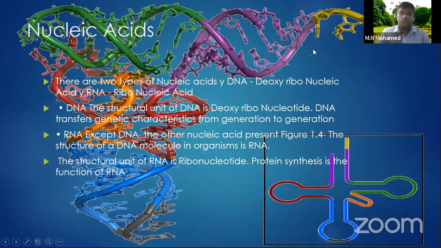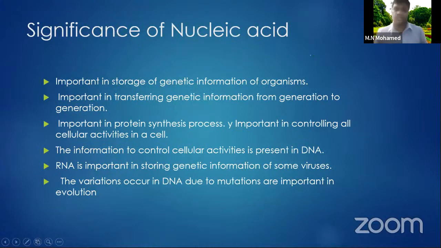So what is the importance of DNA? The first is storage of the genetic information of an organism. It is the important nucleic acid that stores the genetic information of the organism. We all have genetic information. Who we are, then our father, mother, and grandfather, everything is stored in our DNA. From a DNA test, definitely we can identify people.